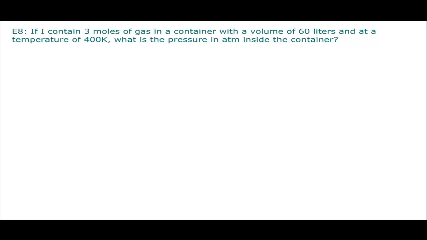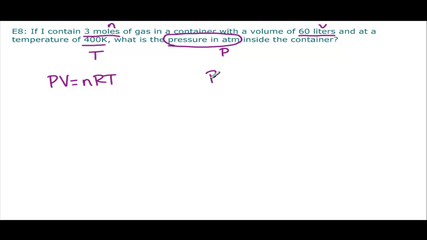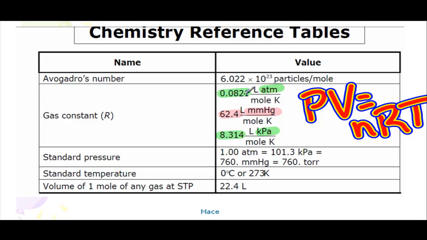Example number 8. We have 3 moles of gas in a container with a volume of 60 liters at a temperature of 400 Kelvin. What is the pressure in atms? Okay, so moles is n, liters is volume, Kelvin is our temperature, pressure is what we're looking for. Now it's important that they told us this was atm because that's going to help us determine that R value. So PV equals nRT, R value for atm, you use 0.0821.